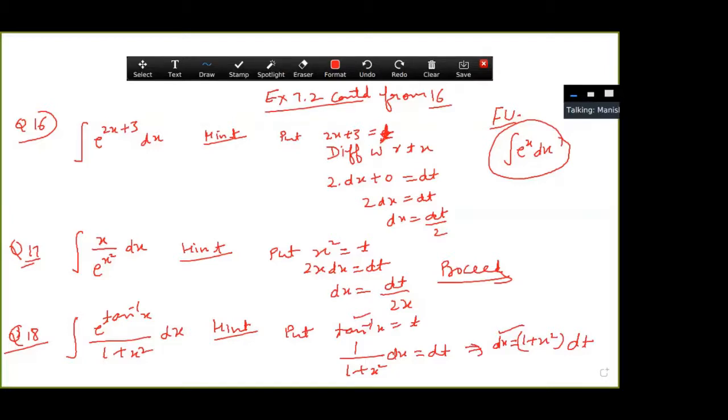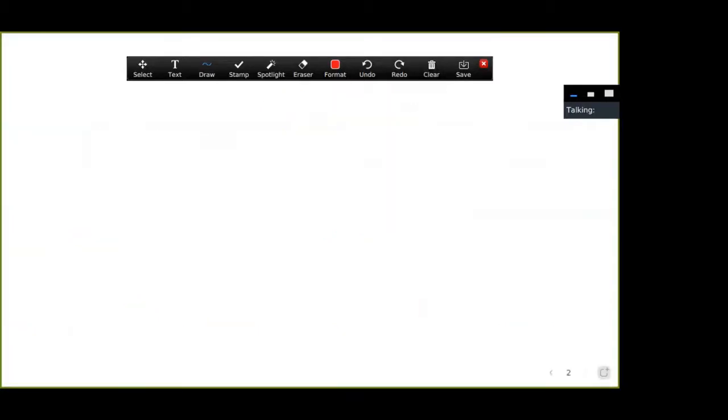Okay. Now come to question number 19. Integrate the function e to the power 2x minus 1 upon e to the power 2x plus 1 dx. Here in this question, you have to first simplify, then substitute. You have to take common from numerator and denominator both.